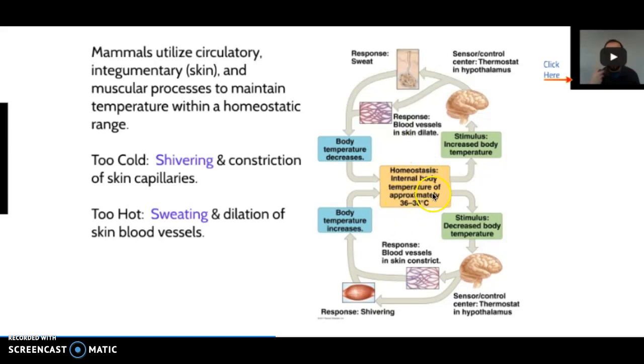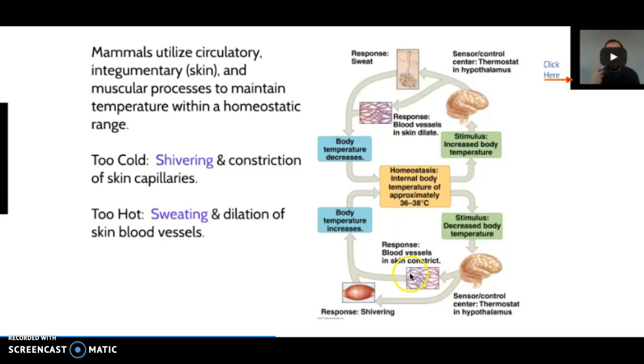The other cycle is if the body temperature is decreased, it also sends a signal to the hypothalamus. And the result of that is shivering. So shivering is a very inefficient type of muscle movement, which produces a lot more heat than your normal muscular processes. So that allows the body temperature to increase.